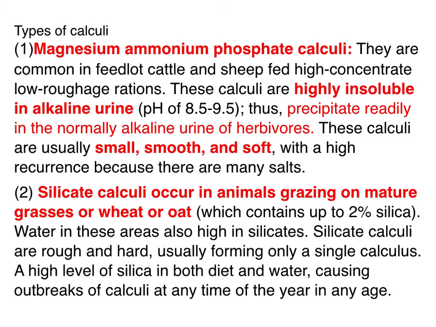Silicate calculi occur in animals grazing on mature grasses or wheat or oat which contain up to 2% silica، تحتوي على معدن السيليكا. Water in these areas is also high in silicates. Silicate calculi are rough and hard, usually forming only a single calculus. High level of silica in both diet and water causing outbreaks of calculi at any time of the year in any age. وهذه ممكن أن تحدث مثل الأوتبريكس تكون الحصى في بعض المناطق الجغرافية التي تحتوي على السيليكيت calculi.